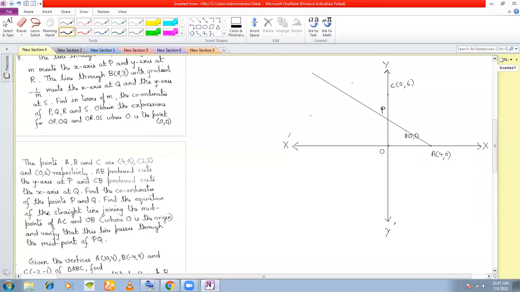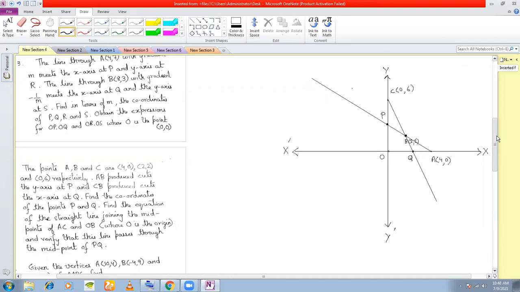And CB produced cuts the x-axis at Q. So you join C and B so that it now cuts the x-axis at Q. So this is your point Q. Okay. Find the coordinates of P and Q. So you need to find out the coordinates of P here, and you need to find out the coordinates of Q here. Okay. Let us finish this part, then we'll move on to the next part.